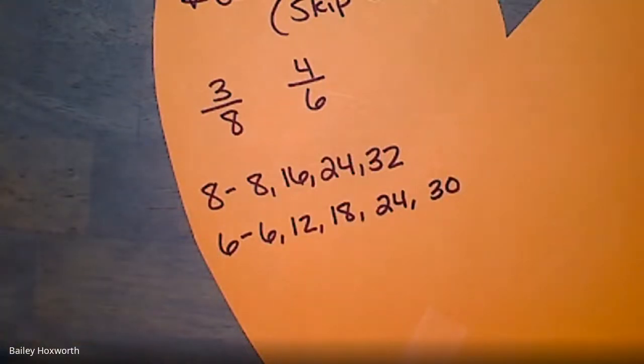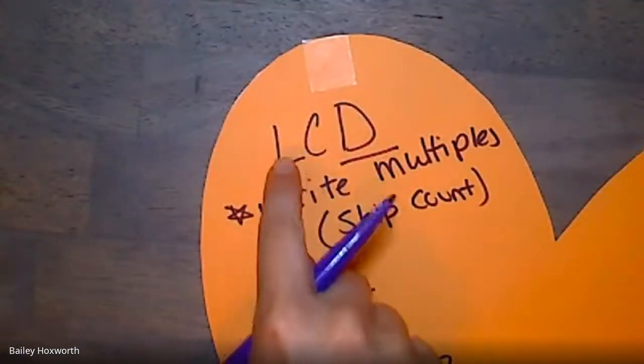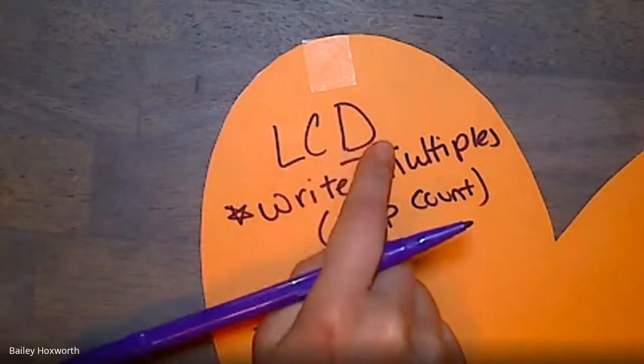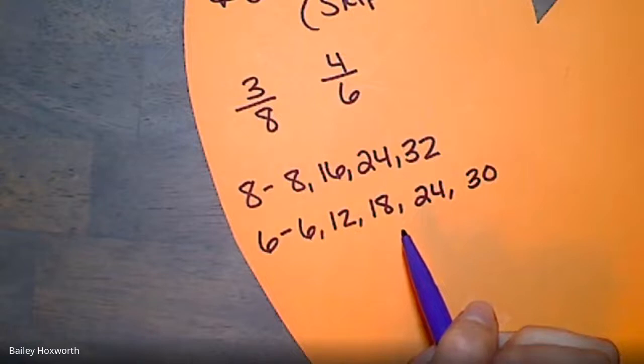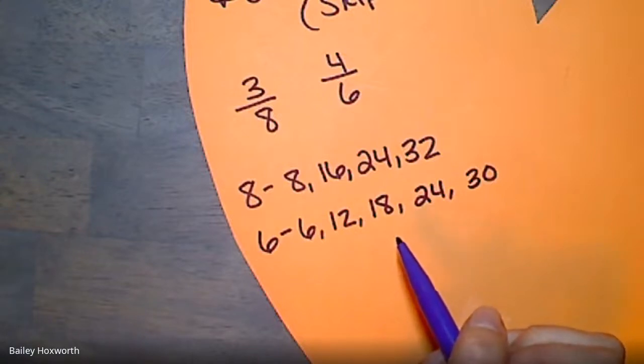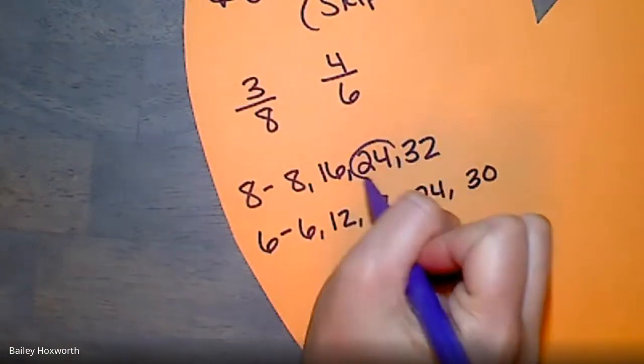Now, which one do I have in common? For me to find the LCD, I'm looking for the least common, same denominator. So which one do they have the same? That is the least. Beautiful. They both have the number 24.